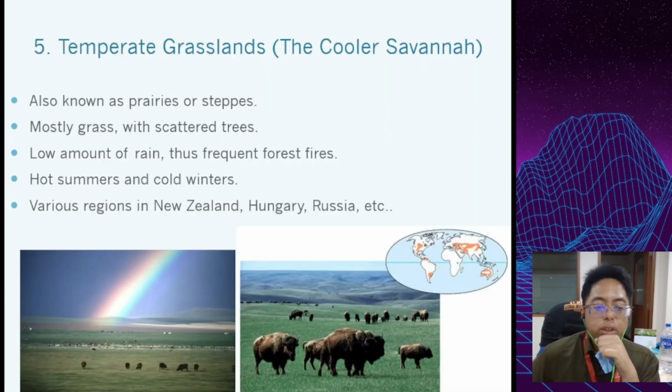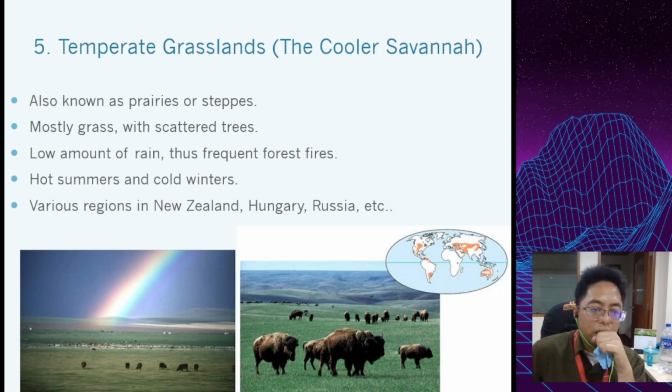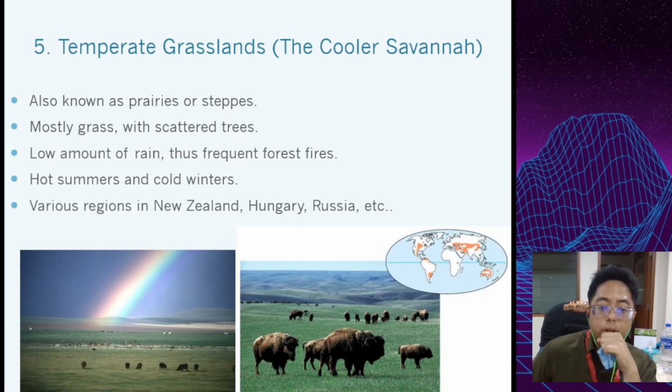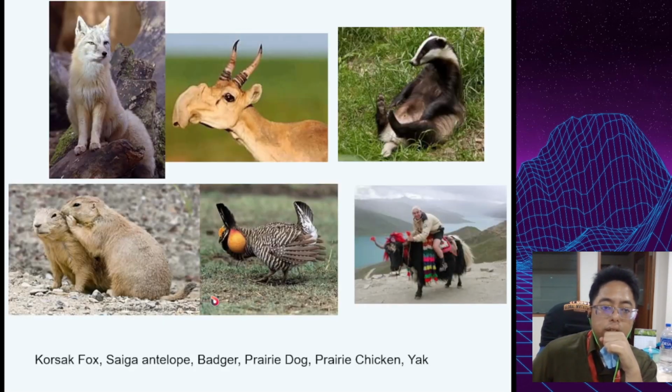Number 5, temperate grassland, which is a cooler savanna. They are also known as prairies or steppes. Mostly they are grass with scattered trees, with a low amount of rain, thus frequent forest fires, hot summers and cold winters. Locations: various regions in New Zealand, Hungary, Russia, and etc. So you can see the Corsac fox, the saiga, the badger, the prairie dog, prairie chicken, and also the yak.